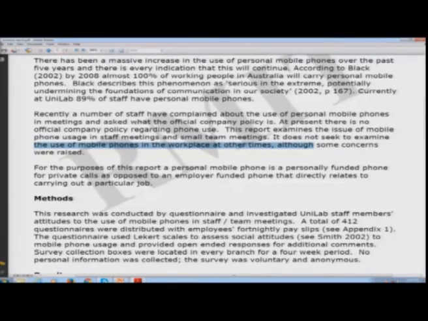For the purposes of this report, a personal mobile phone is a personally funded phone for private calls as opposed to an employer funded phone that directly relates to carrying out a particular job. Since this is about the use of personal mobile phones in meetings, the writers very clearly here distinguish between a personal mobile phone and an employer funded phone. So, something which is related to a job, that is not studied here.